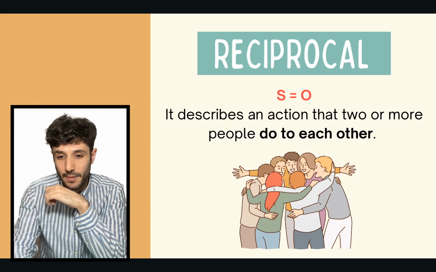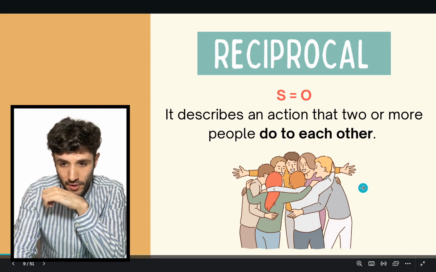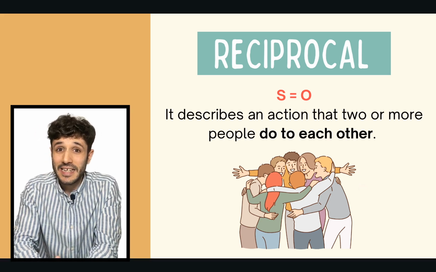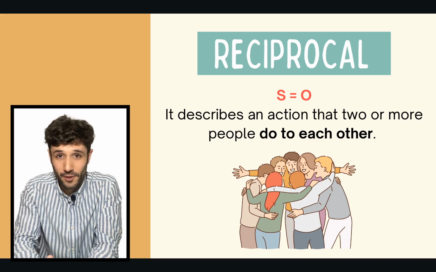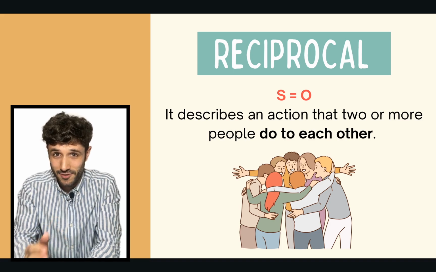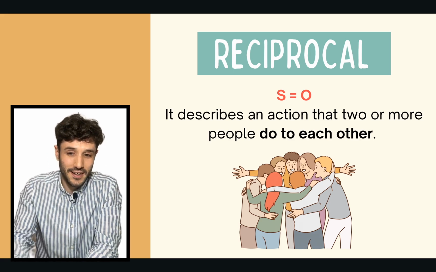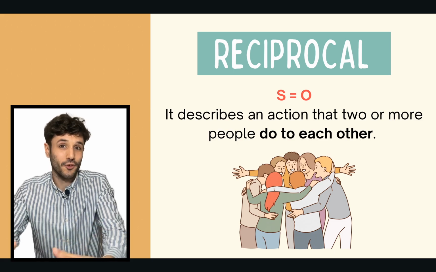That's the key. So for example, if you see the image over here, you have a group of people that are hugging each other. If I would be using the reflexive se, I would be saying a group of people are hugging themselves. So like this, right? It would be very weird. Reciprocal use refers that a group of people are hugging each other, not themselves.